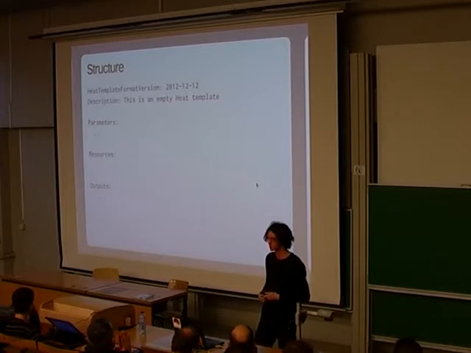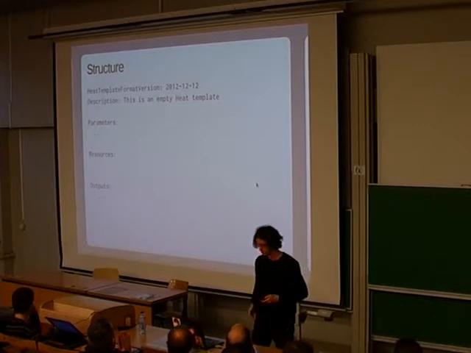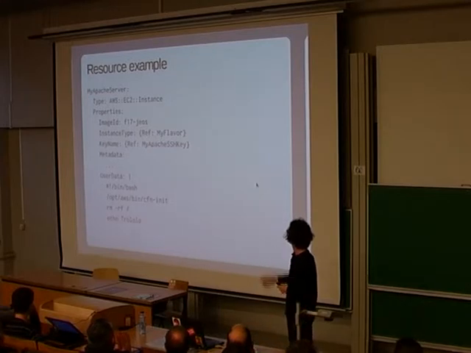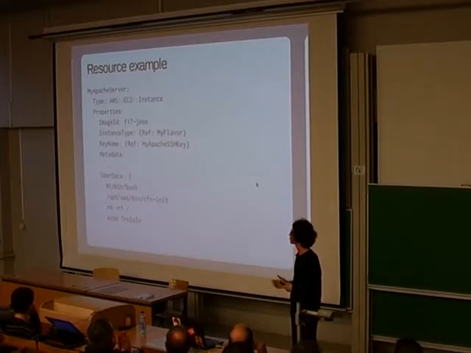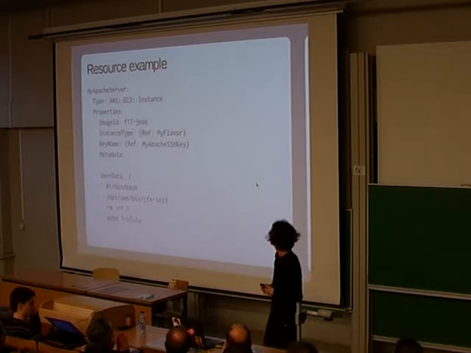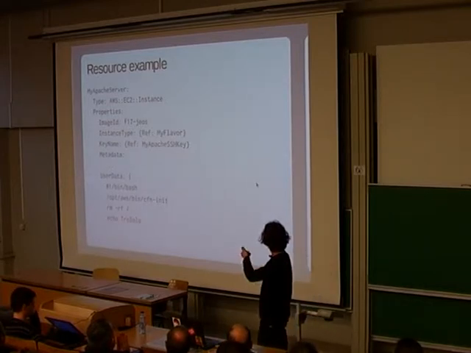So things such as IP addresses that you don't know in advance. Here's an example of an instance. Each resource has a type. Here you can see this is sort of a remnant of CloudFormation. We're going to change that a bit, but we still want to maintain backwards compatibility. And you can specify a couple of metadata.